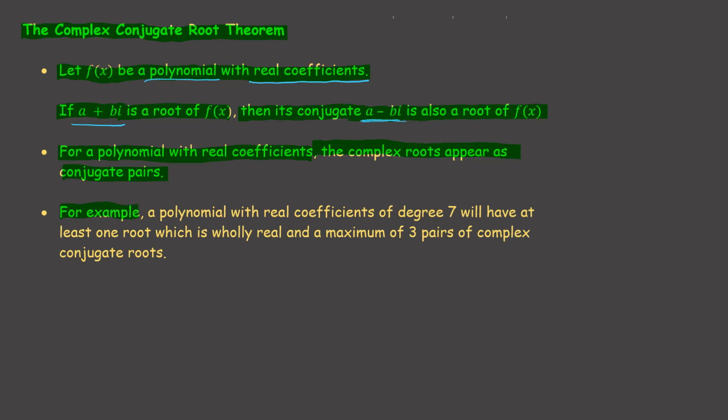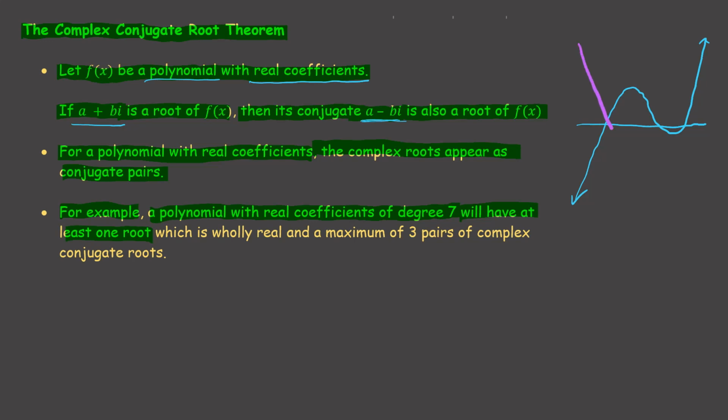For example, a polynomial with real coefficients of degree 7 will have at least one root. Now there's a reason for that. If we're talking about degree 7, a bit like a cubic, it must either come in from the bottom of the graph and leave through the top, or go the other way around. Come in from the top and leave from the bottom, which means it's got to cross the x-axis at some point.